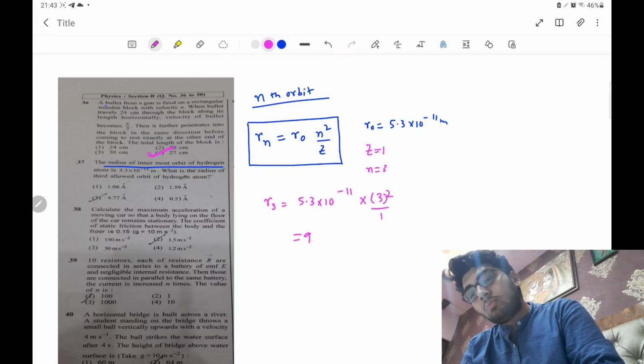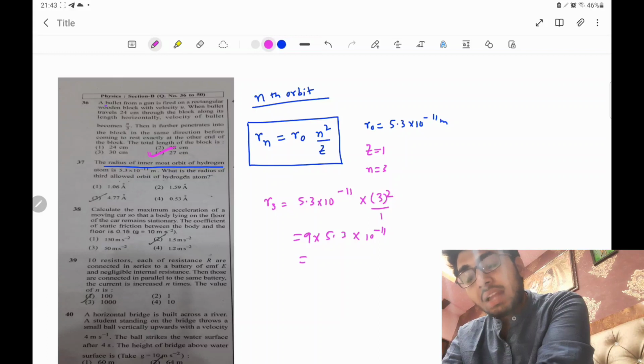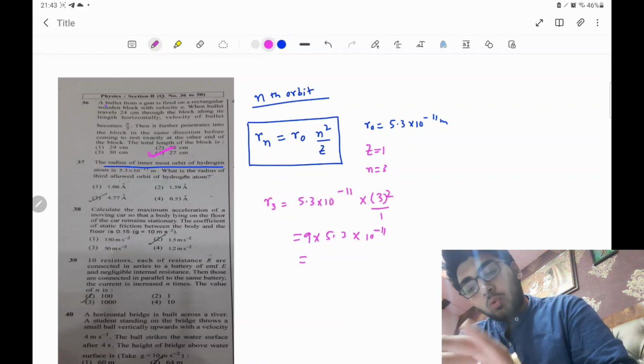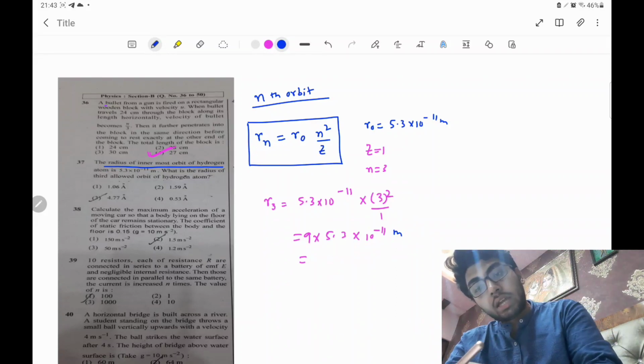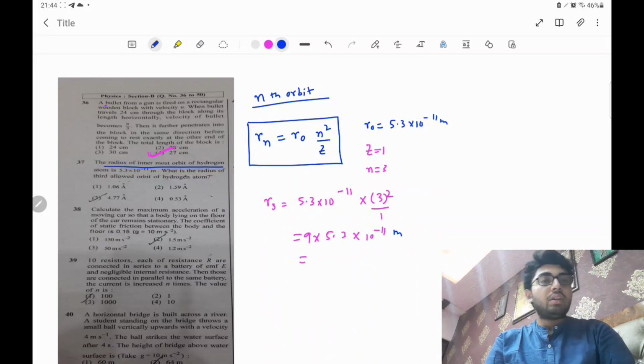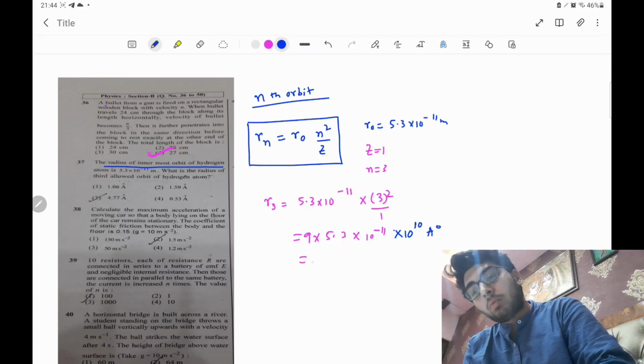So simply you have to multiply 9 × 5.3 × 10^-11. And please remember that whatever value you get, it will come in meter, because I have put the value of r0 in meter. To convert it into angstrom I have to multiply by 10^10, then it will be converted into angstrom. So it will automatically become 9 × 5.3 × 10^-1 angstrom.